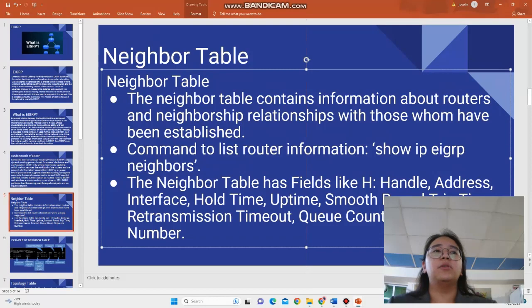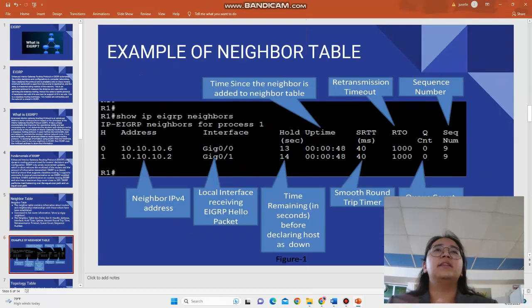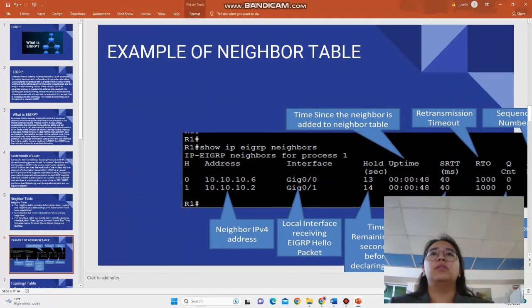That's the neighbor table. And then I make an example of the neighbor table. So this is the neighbor table.